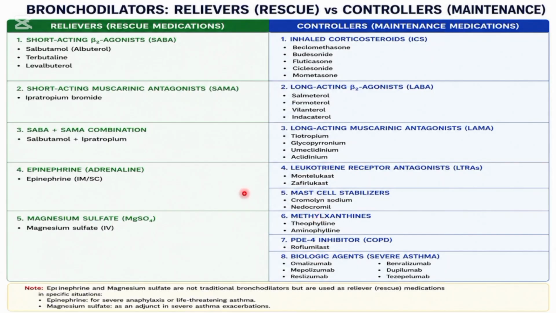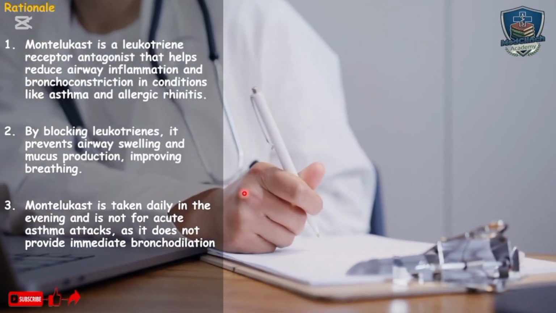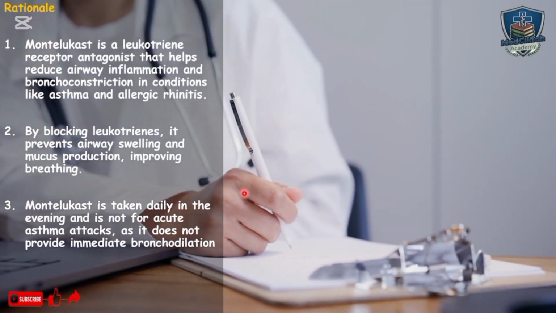So you have to differentiate the relievers and the controllers. We shall have a separate topic on asthma drugs, and we're going to have an in-depth analysis of the drugs used to control or relieve asthma or bronchoconstriction. I believe you guys have understood that one. So that being said, I want us to go to our next question, question number 3.